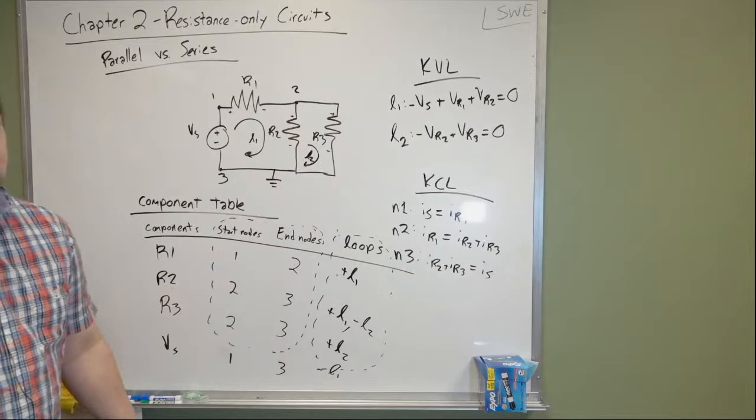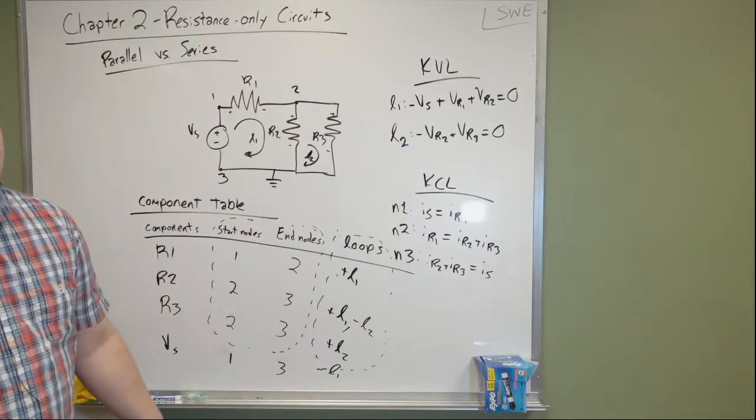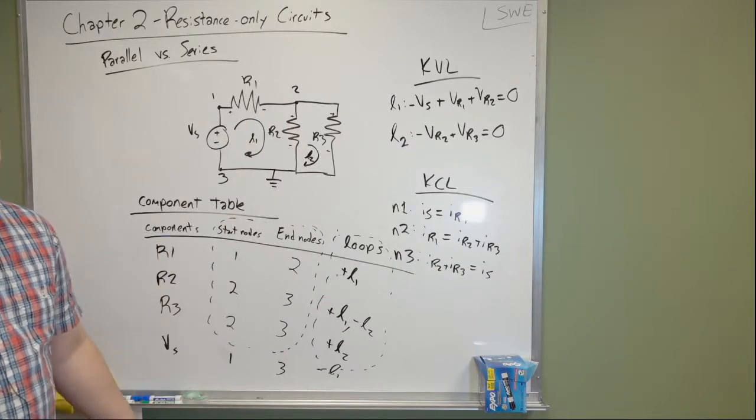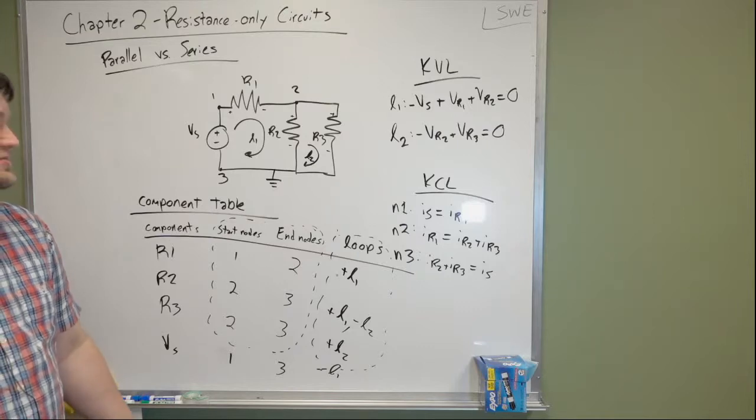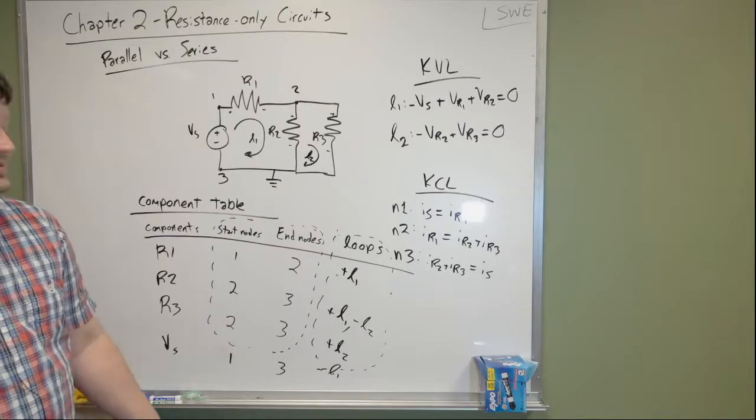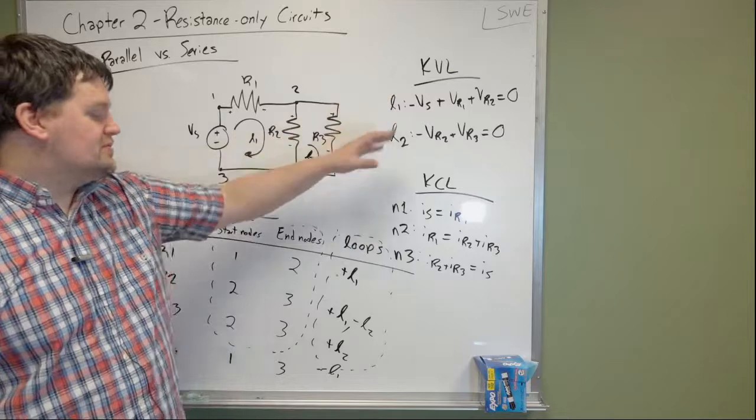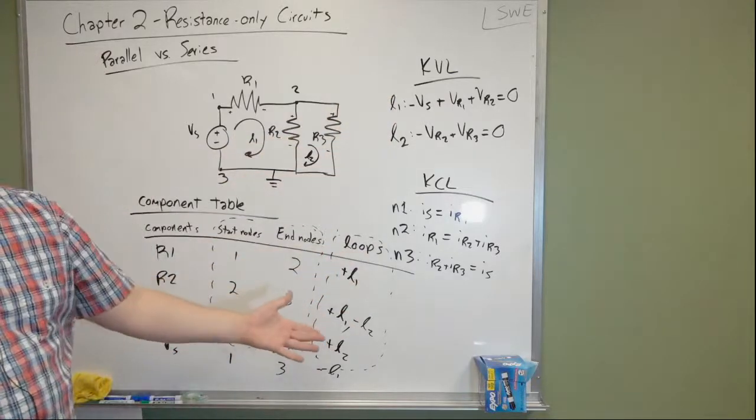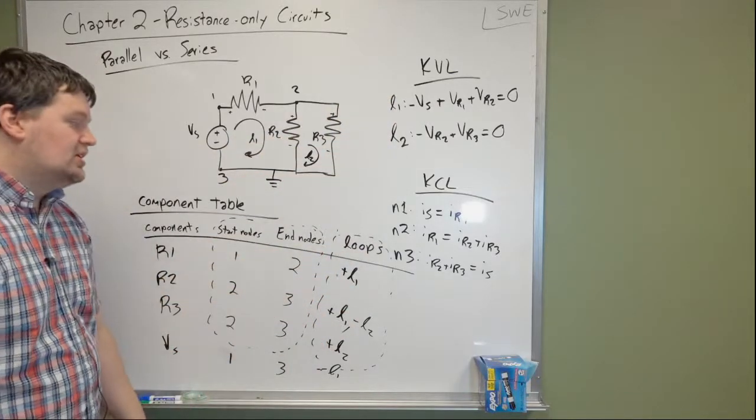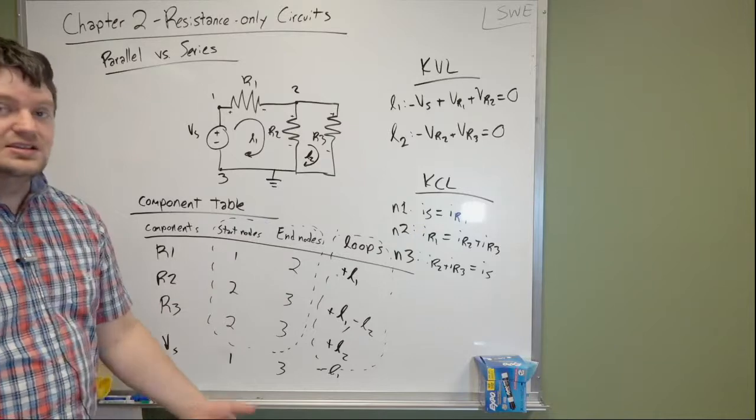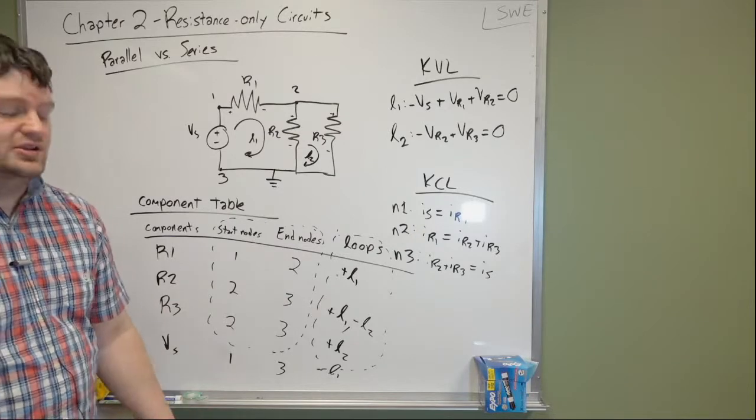KVL and KCL equations. We've talked about this already. This is going to get old very quickly because we're going to use these all the time. Now you'll notice that this information is already down here in the component table. But we can take some of this and glean some information about series and parallel here.